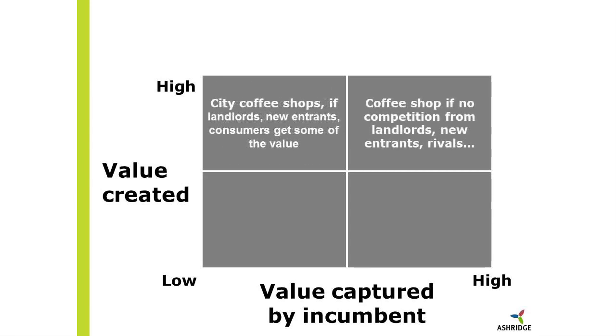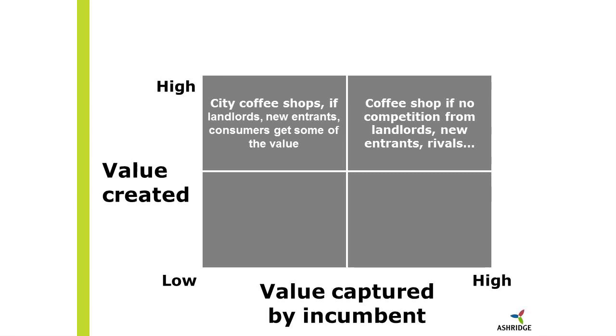First of all, city coffee shops create a lot of value, so they will appear in the top half of this matrix. If there's no competition, the landlord doesn't put up the rent, then the coffee shop can be in the top right-hand corner, where the owner gets all the money. However, it's possible that because of these new entrants or the landlords or the need to cut price, actually the incumbent, the owner of the site, doesn't actually get most of the value. It goes to somebody else, in which case we're over on the top left of this chart.